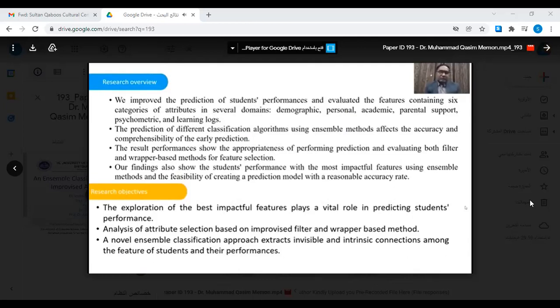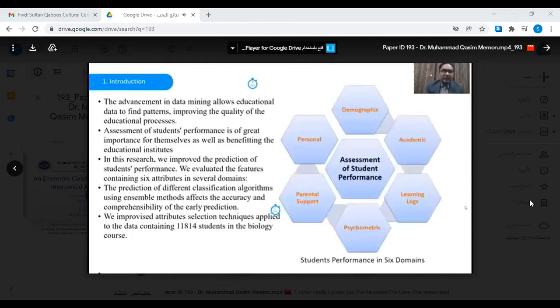In this paper, the 3 main objectives of this research work are the exploration of the best impactful features that play a vital role in predicting student performance, analysis of feature selection based on the improvised filter and wrapper-based method, and a novel ensemble classification approach to extract invisible and intrinsic connections among the features of the students and their performances.